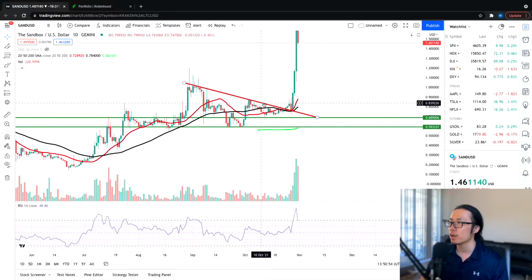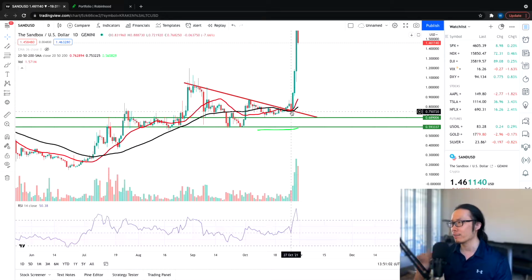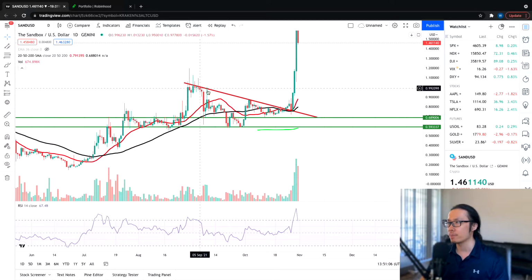So what I saw was that there was a breakout, and then it fell back onto the resistance line. That's when I really loaded up with the last of my cash in the trading account. But before that, I like the project. As I mentioned before, I enjoy the Sandbox project, and I bought some near here, near here, near here. So sometimes high, sometimes low.